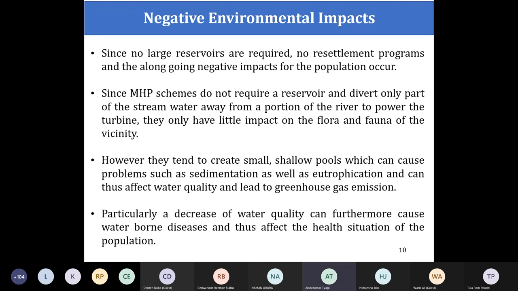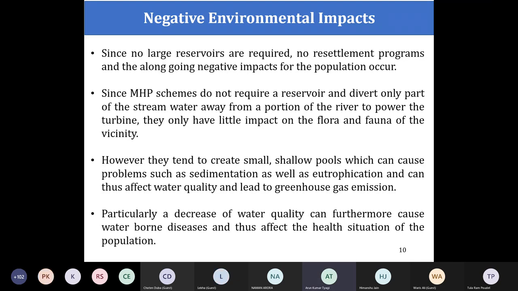However, they tend to create small shallow pools which can cause problems such as sedimentation as well as eutrophication and can thus affect water quality and lead to greenhouse gas emission. There are some small ponds, shallow pools developed nearby the powerhouse. So some greenhouse gas can affect the water quality of that area. Particularly, a decrease of water quality can furthermore cause waterborne disease and thus affect the health situation of the population.